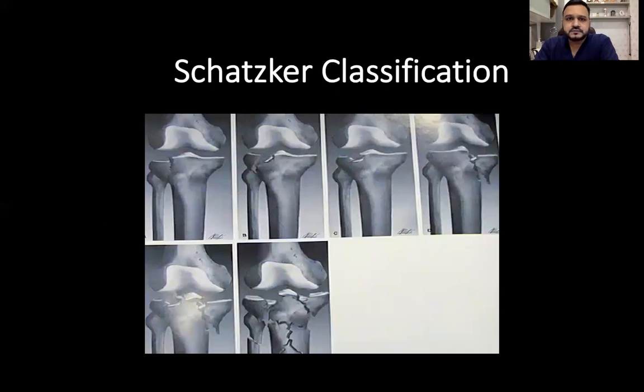This is an age-old classification which we all are familiar with. Schatzker had described this classification in 1970. It has divided proximal tibia fracture into 6 types. First type is lateral condyle split fracture. Type 2 is split depression. Type 3 is pure depression. These are all lateral condyle fractures. Type 4 fracture is a medial condyle fracture. Type 5 is a bicondylar fracture, and type 6 is a bicondylar fracture with metaphyseal extension.